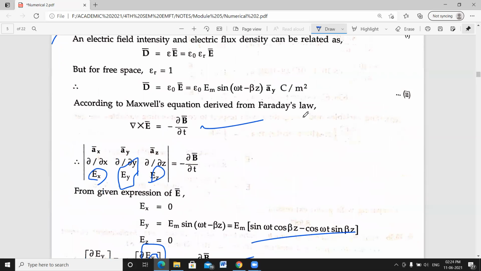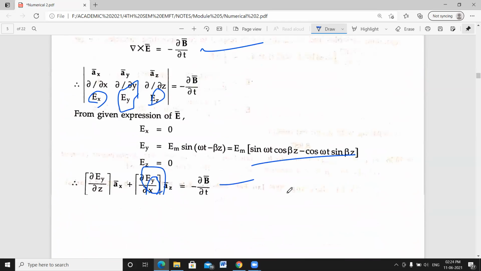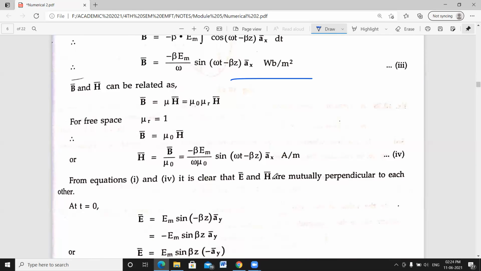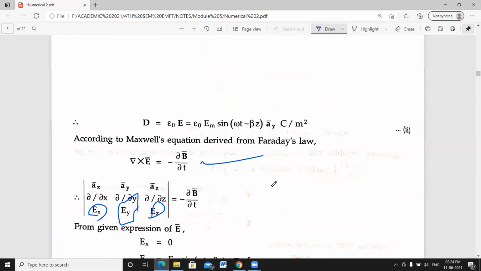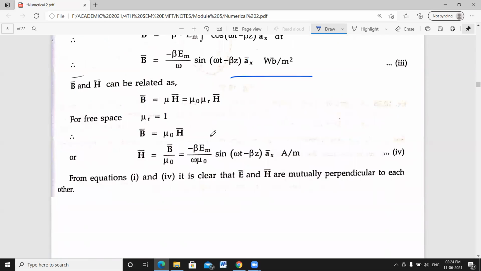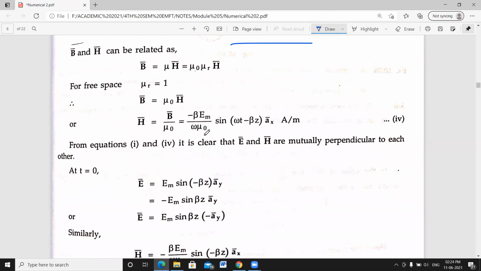Equation 1 is the given equation, and equation 4 shows that E and H are mutually perpendicular to each other. Therefore, E and H are mutually perpendicular. This is the theory. E is Em sin(ωt − βz), and here also you get H as minus β Em divided by ω μ0 sin(ωt − βz). They are mutually perpendicular; we proved that. Then at t equals 0, what will E be?